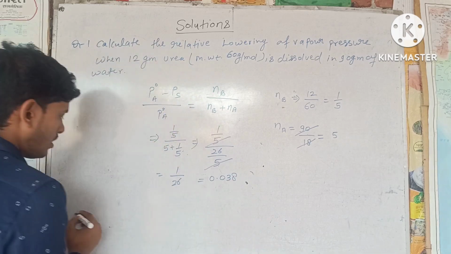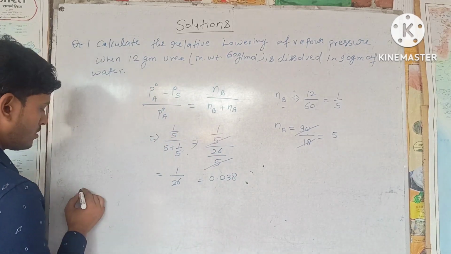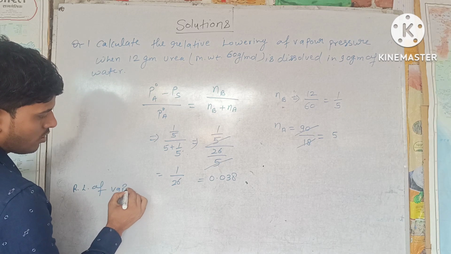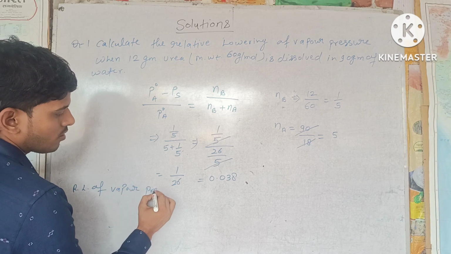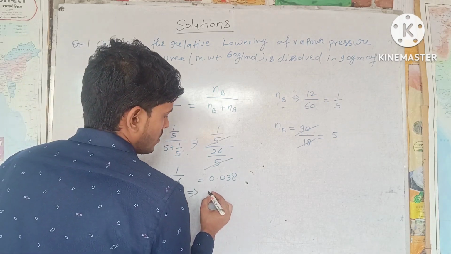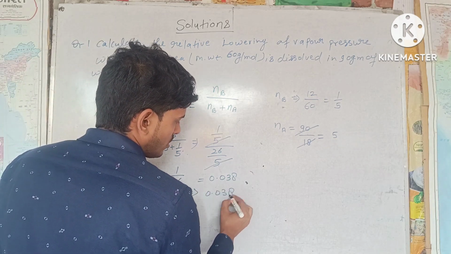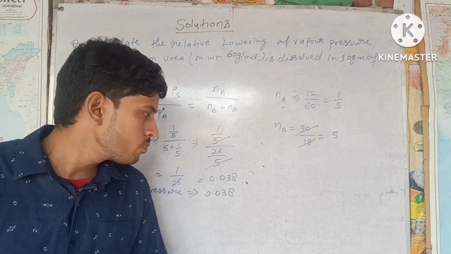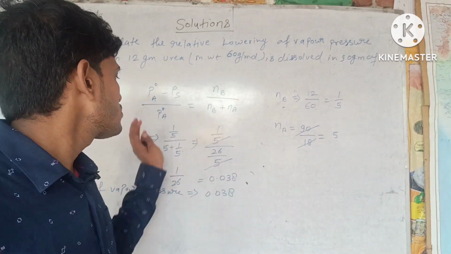0.038. So the relative lowering of vapor pressure is equal to 0.038. So this is our solution. Okay, hope you all are getting this solution.